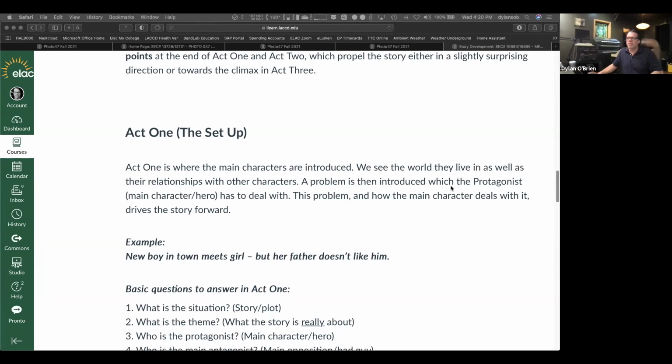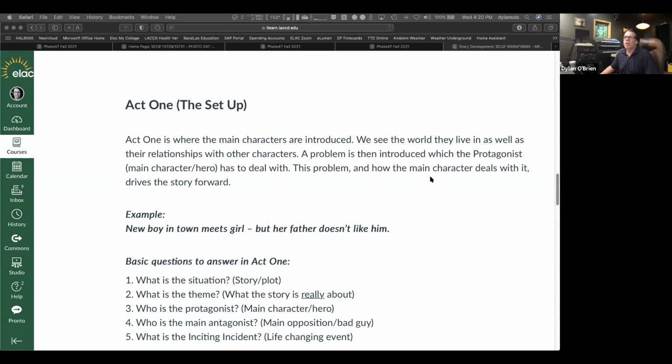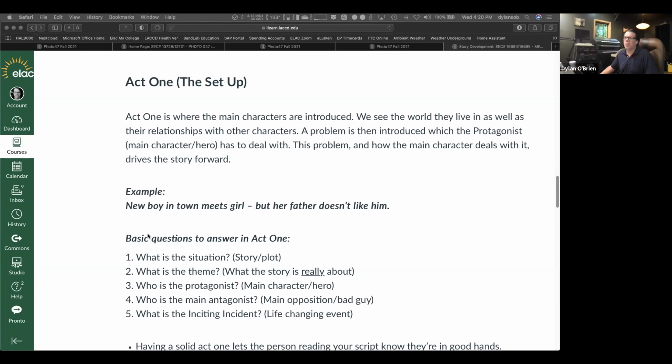So let's just break it down to something super simple. New boy in town meets girl. All right, that's the setup. But here's the first problem, right? The inciting incident: father doesn't like him. So boy wants girl, girl's father doesn't like him. There's our problem.